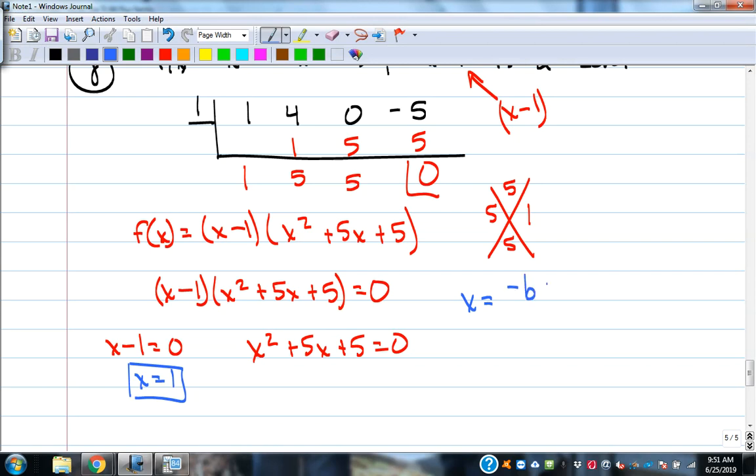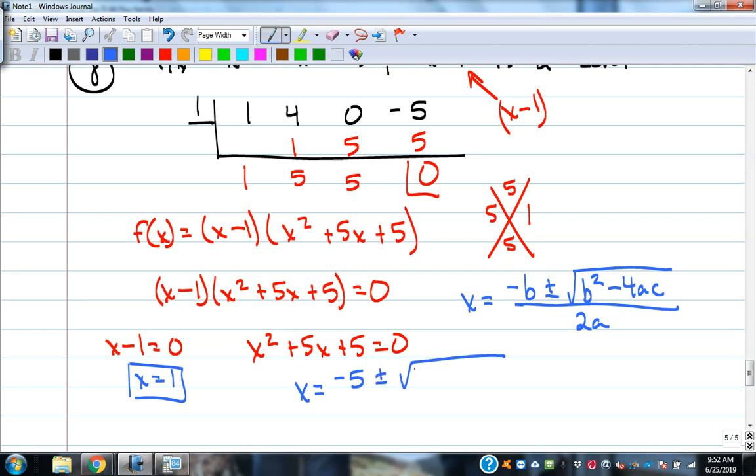X equals negative b plus or minus the square root of b squared minus 4ac, all divided by 2a. That's that formula that we talked about with quadratics, the quadratic formula. And so we're going to plug all that stuff in and then get the solutions based on that. So negative b would be negative 5 plus or minus the square root of b squared minus 4ac. So that's 5 squared minus 4 times 1 times 5. That's the discriminant. And then 2 times 1.